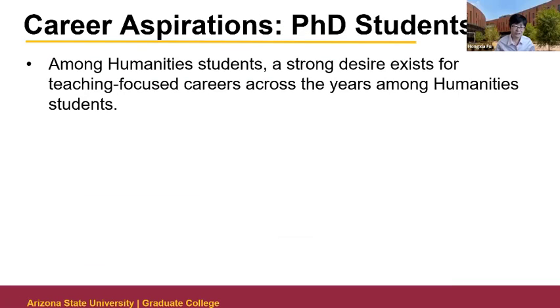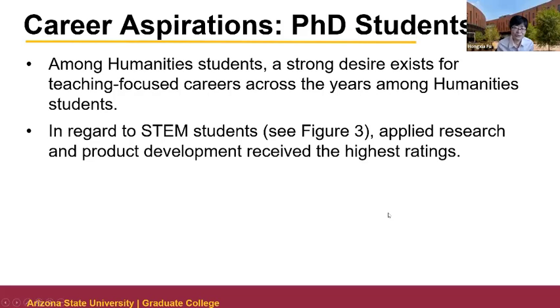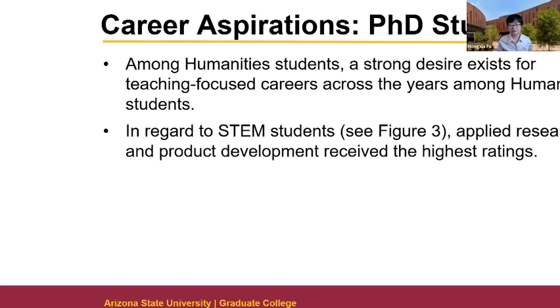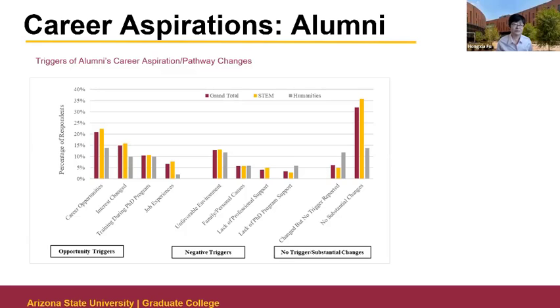Another question is about students' and alumni's career aspiration. So career aspiration, you see here is teaching. For humanities, they focus on teaching, while STEM is still teaching, but teaching is one part, and applied research and product development is the highest one. So you see the difference. And this is the last one, the alumni's career aspiration.